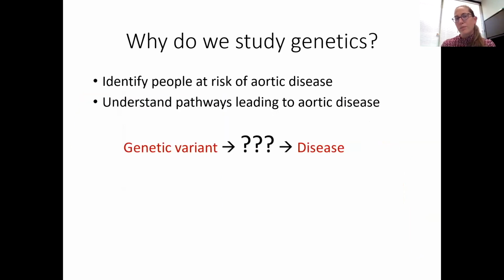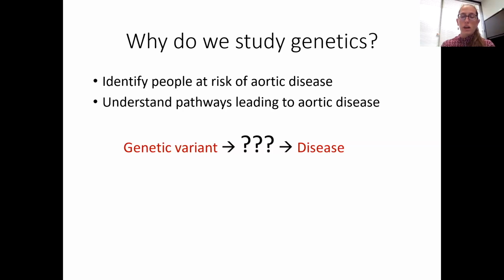We come at looking at this disease from the perspective of studying genetics, and there are a couple of reasons why we think this is an important and useful way to think about studying disease. The first is, of course, that if we can identify people who are at risk of aortic disease based on their genetic variants, we can help improve outcomes for those people as individuals. But the second and perhaps more globally important reason to do it this way is that we can start to understand pathways leading to aortic disease. We can use the genetic variant as a starting point to try to figure out what the molecular changes are that are leading to disease.